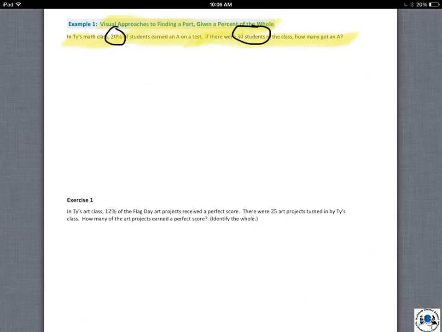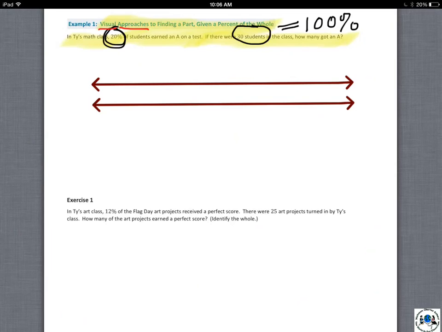Now, this whole of 30, and the way we're going to do this, we're going to draw two number lines right on top of one another to do some comparisons. But just know that number 30 also represents the 100% of the class. That's something to know, because if you know there are 30 students, then that is going to be 100%. Only 20% of them got an A. So let's go ahead and draw this thing here. Okay, so there we go.